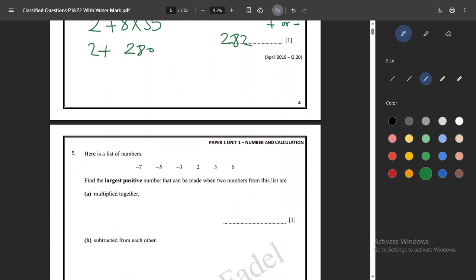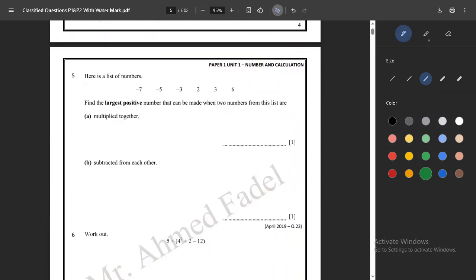Let's continue. Find the largest positive number that can be made when two numbers from the list are multiplied together. You're going to find that the largest positive number you can get is not the largest two positive numbers multiplied. No, it is actually here. Also, I've got -5 multiplied by -7, which is going to give us 35.